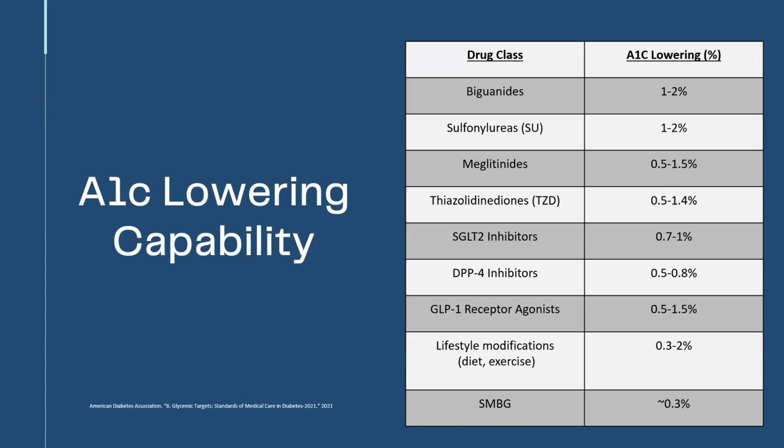Lifestyle modifications, so watching your diet and increasing your physical activity, are also very effective. That's something to keep in mind for your more functional older patients. And what I find interesting is that just monitoring blood sugar decreases A1C levels a little bit. So sometimes monitoring can really help you achieve your goals. Next slide.